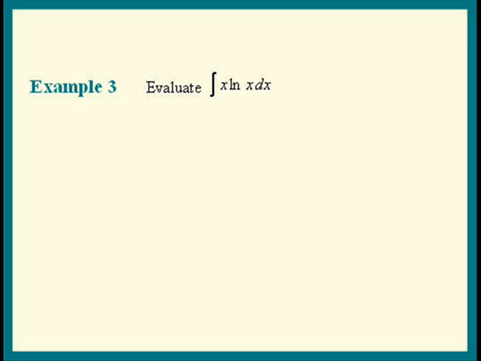We know how to differentiate log x. The derivative of log x is 1 over x. But up to now we never integrated log x. So that means in this problem we choose dv to be x dx and u to be log x. Continuing, we find du is the derivative of log x times dx, 1 over x dx, and v is 1/2 x squared.